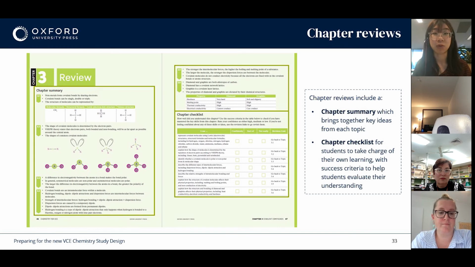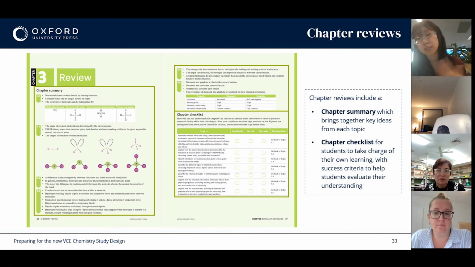We've reached the end of the chapter now, and we've got a chapter review. This includes a chapter summary, bringing together all the ideas from each topic. Where relevant, here's where you'll also find any key formulas relevant to the chapter, and also chapter checklists. These encourage students to take charge of their own learning by assessing themselves against success criteria. If they're feeling confident, that's great, but if they're feeling a bit unsure or really unsure about the content that they've learned previously, they're directed back to the topic that they should revise.